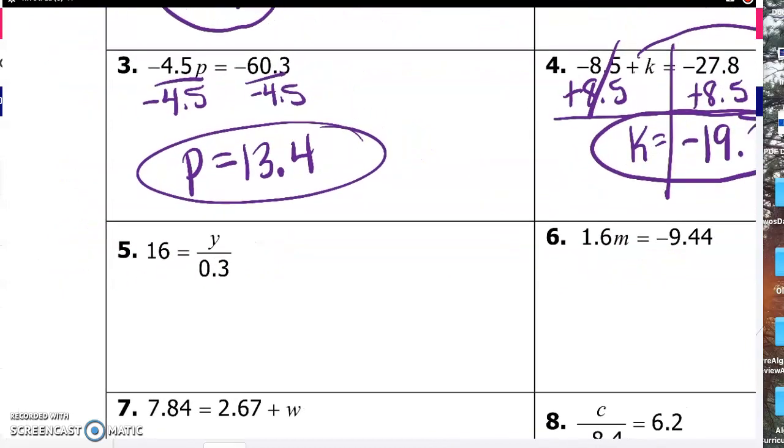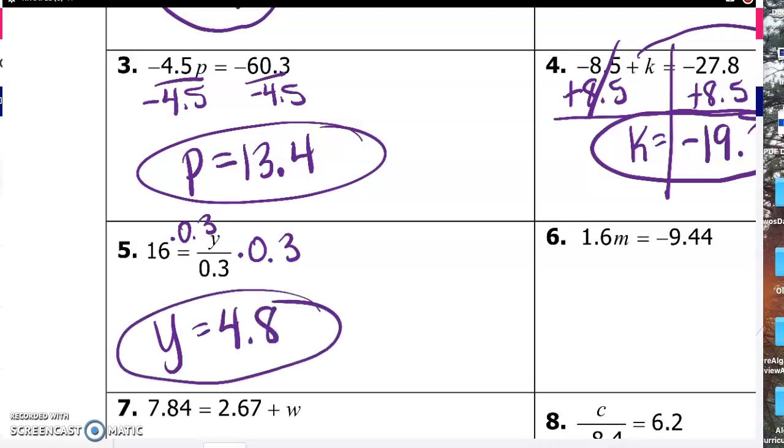Number 5, we're doing y divided by 0.3. So to get rid of division, we need to multiply. So times 0.3. So y equals 16 times 0.3, which is 4.8. Again, that one might seem kind of weird. So to check it, you would do 4.8 divided by 0.3, and it does equal 16. So every time you get an answer on your own, you should always plug it in and make sure it works.